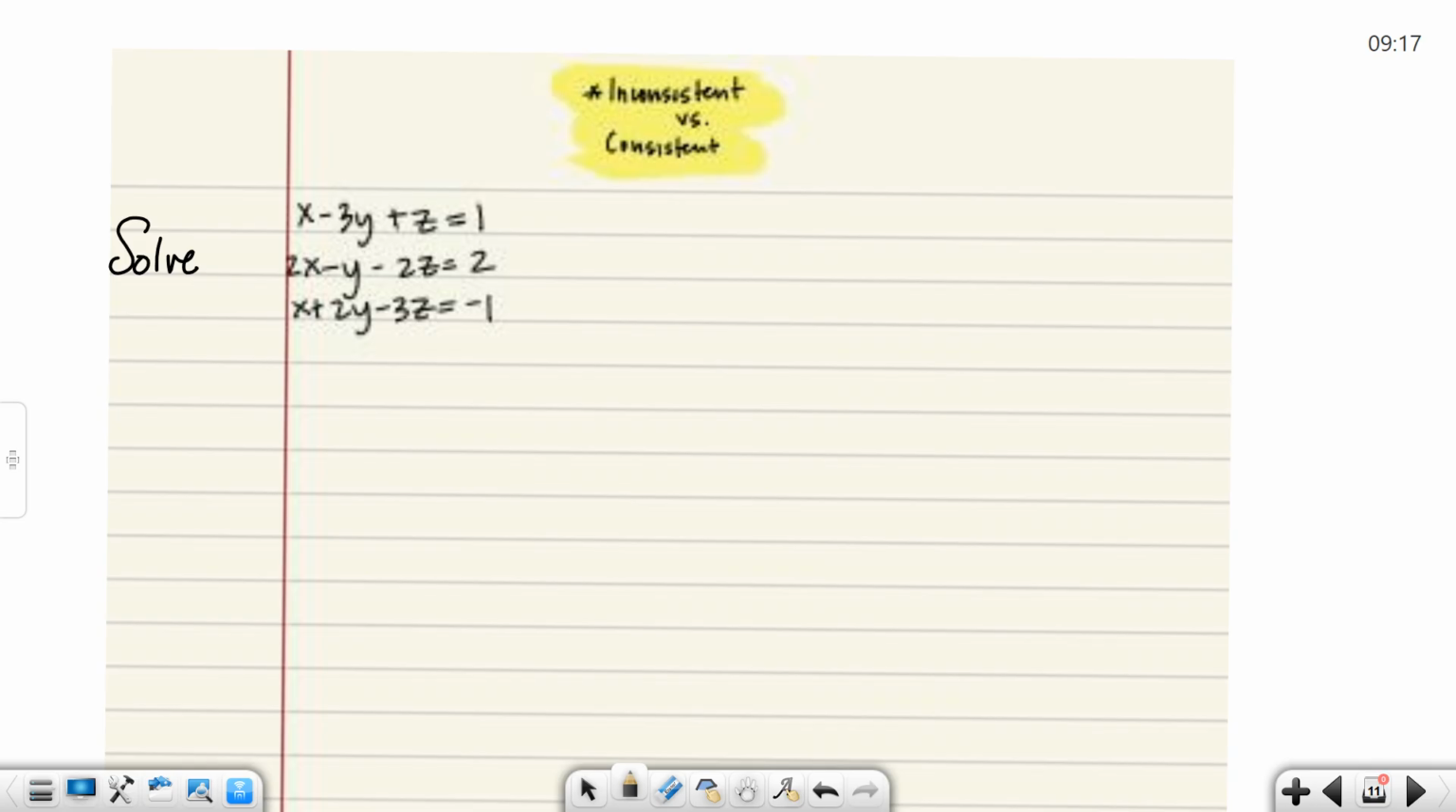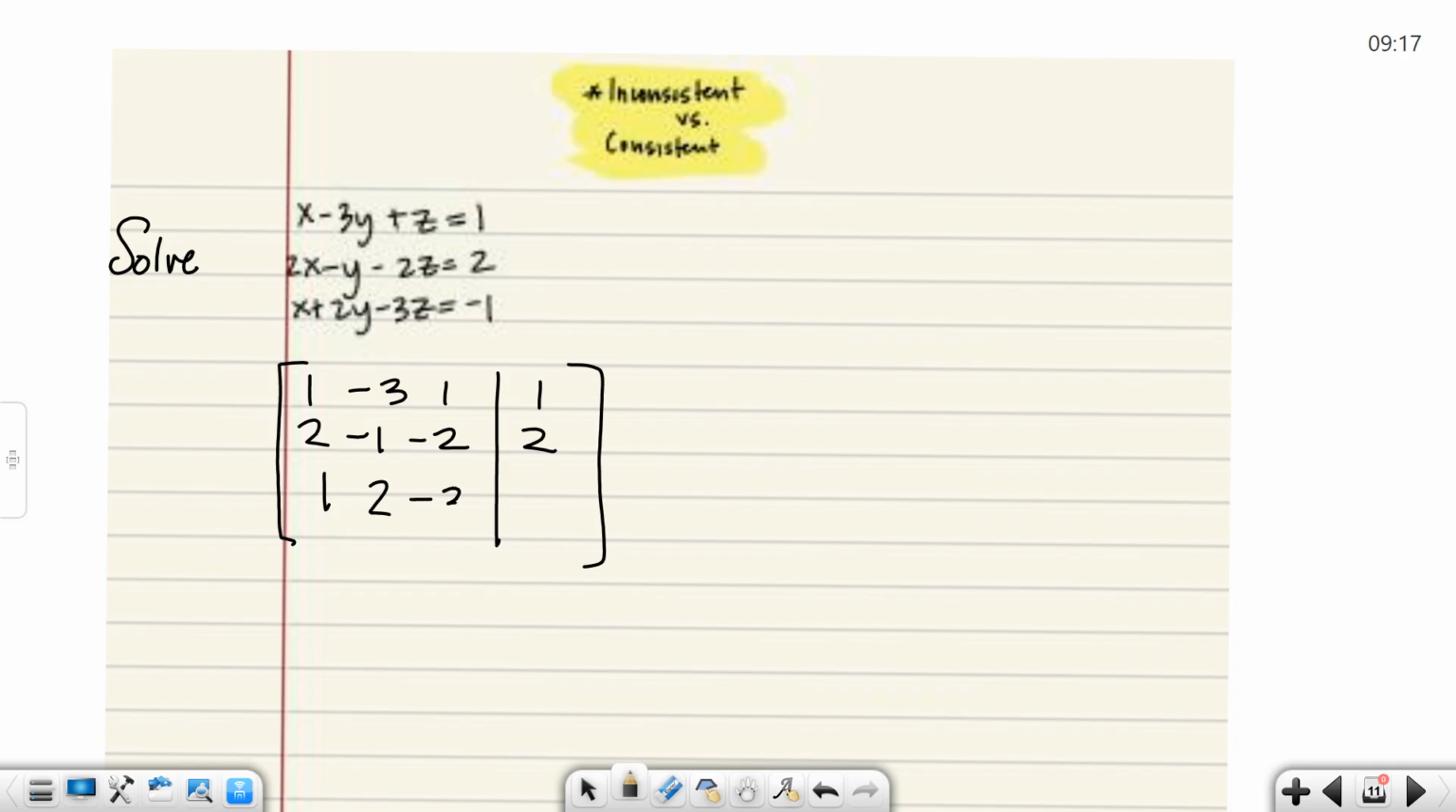That's a note to myself to talk to you about consistent and inconsistent, because that's something I'll ask you on your test. All right, so I'm going to use this problem to explain it. So I've got 1, -3, 1, and 1, and 2, -1, -2, 2. And 1, 2, -3, -1 is how that one looks. Let me double check it.